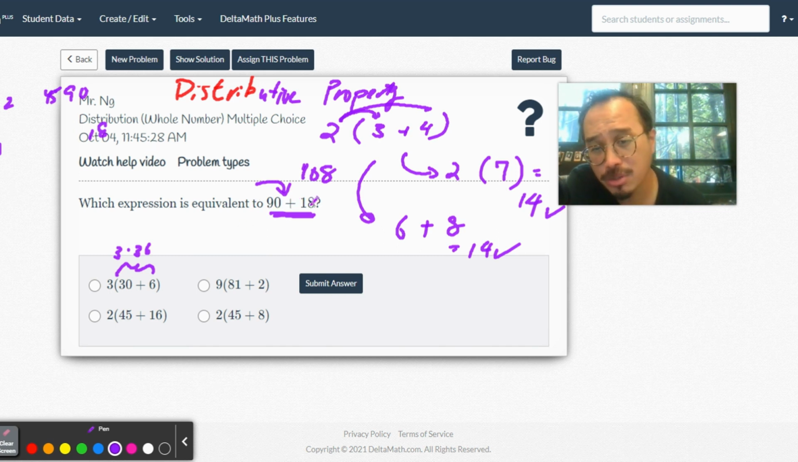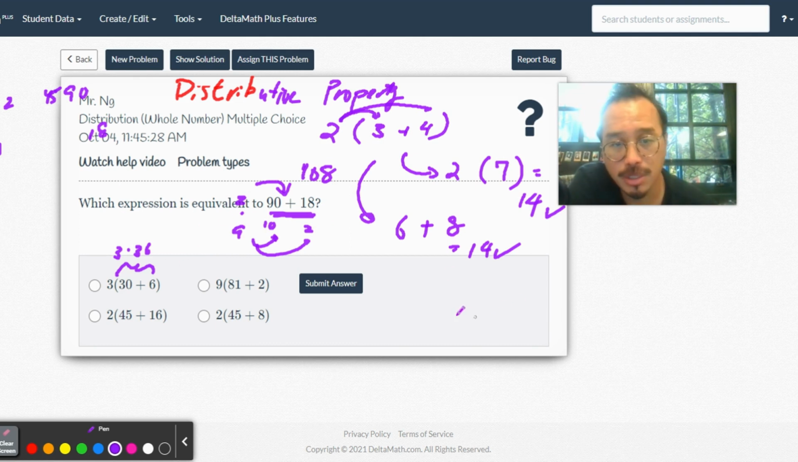When I saw the 90 and 18, I was thinking 9, because 9 times 10 gives me 90, and 9 times 2 gives me 18. But here's the thing, 10 and 2 have a common factor also. What is it? It's 2. So it's actually 9 times 2, so the greatest common factor is actually 18.